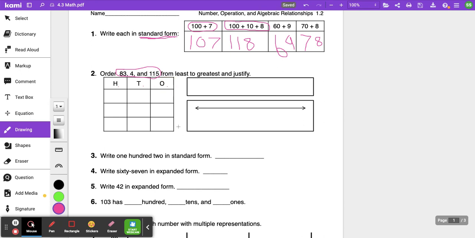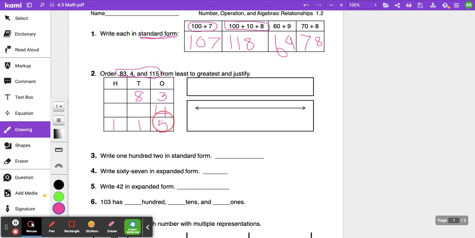Today, when we do this, it's very similar, except look at 83. Does 83 have any hundreds? No. What does it have? 8 tens and 3 ones. So I would put it in the place value chart just like that. And here, the number 4 has no hundreds and no tens, but it is just simply 4 ones. The number 115, I can see 3 digits. So it has 100, 10, and 5 ones.